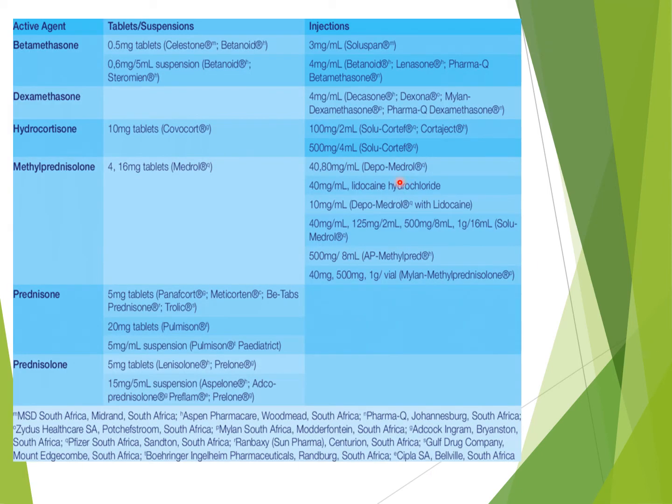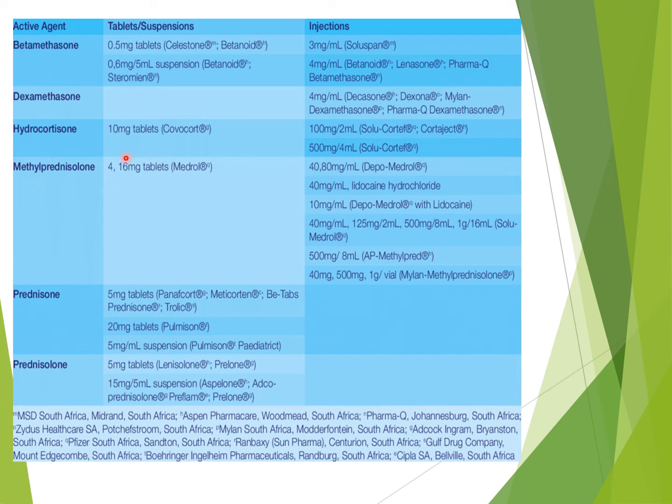So you can see in this picture the main agents of glucocorticoids, then the dose for these drugs in tablets and suspensions, and the dose in injections. So we see that betamethasone has drug forms in tablets and suspension, also in injections. For dexamethasone, injection; for hydrocortisone, tablets and injection.